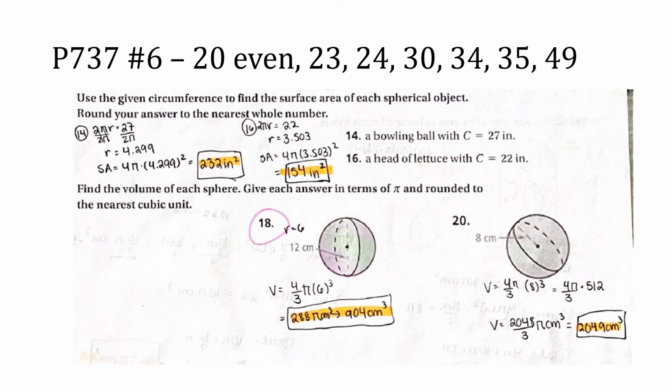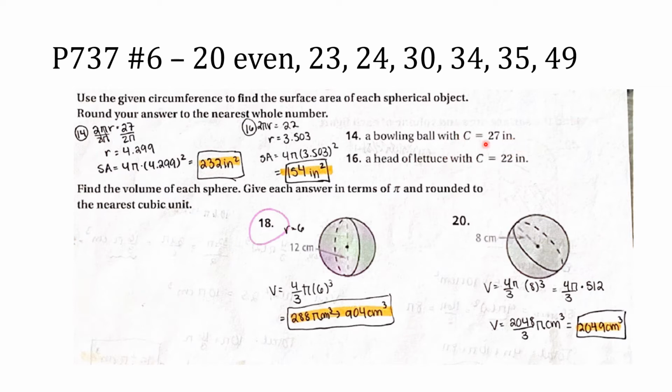On number 14, it says to use the given circumference to find the surface area of each spherical object. So in the PowerPoint that I posted for you guys earlier, I mentioned you always want to go and find the radius first. And then once you've found the radius, then you can work your way towards finding the surface area. So these ones are kind of weird because they don't actually have pi in them, right?